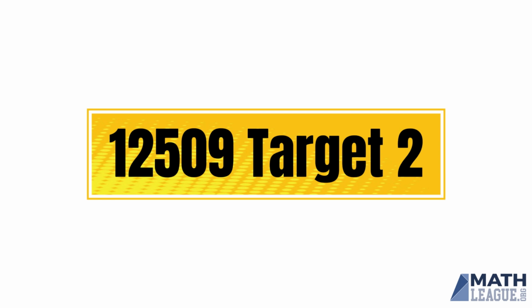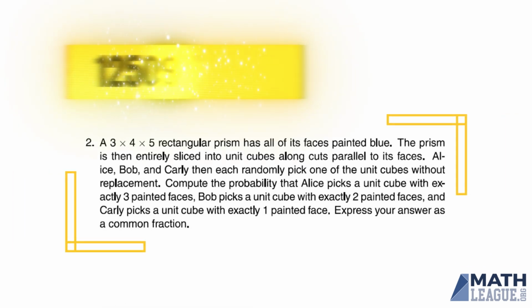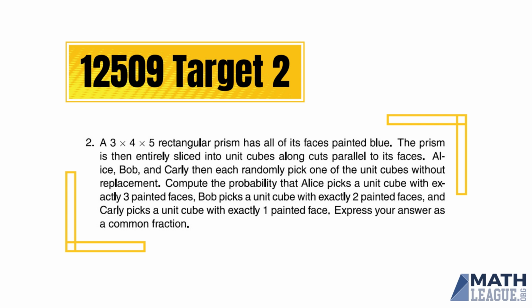Let's take a look. A 3x4x5 rectangular prism has all of its faces painted blue. The prism is then entirely sliced into unit cubes along cuts parallel to its faces. Alice, Bob, and Carly then each randomly pick one of the unit cubes without replacement. Compute the probability that Alice picks a unit cube with exactly 3 painted faces, Bob picks a unit cube with exactly 2 painted faces, and Carly picks a unit cube with exactly 1 painted face. Express your answer as a common fraction.